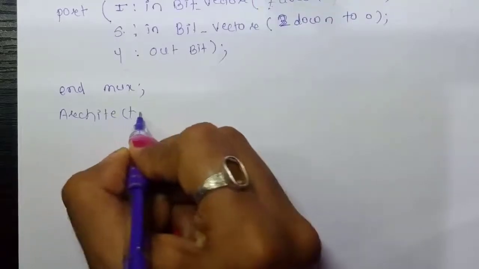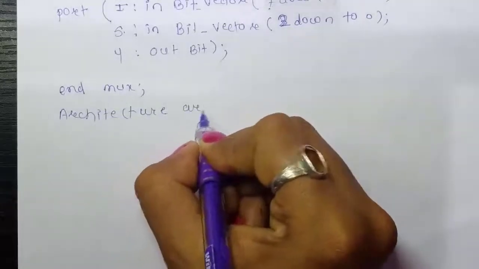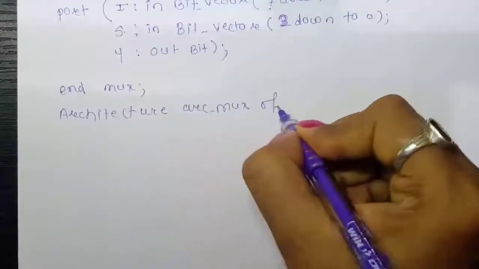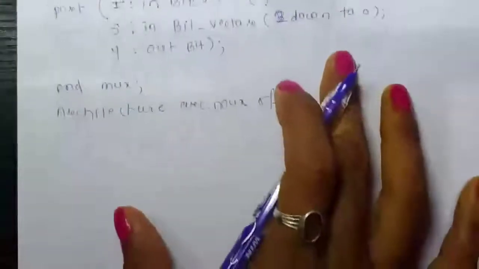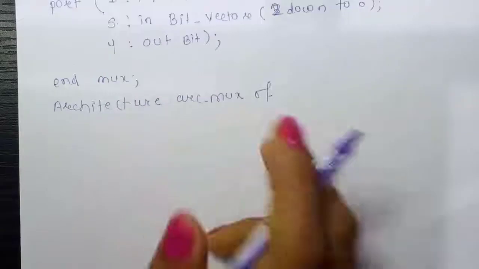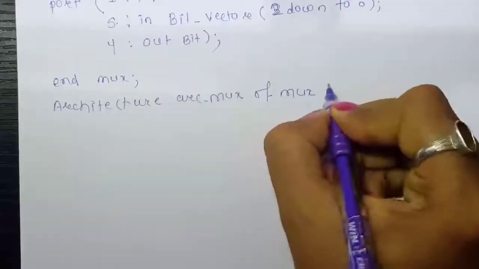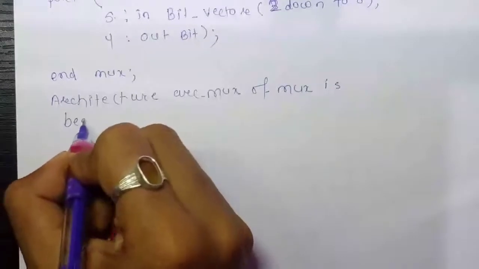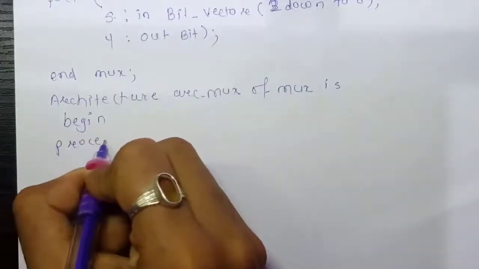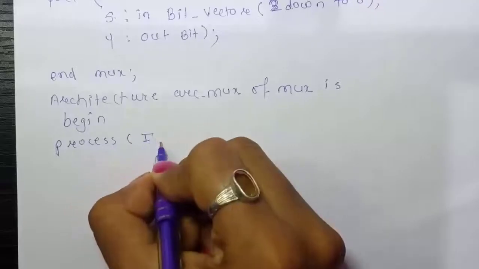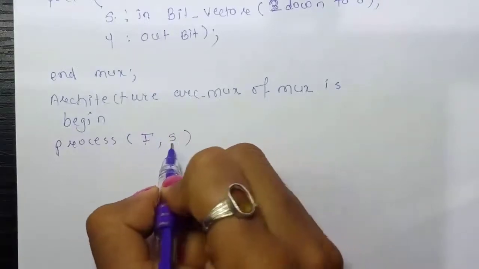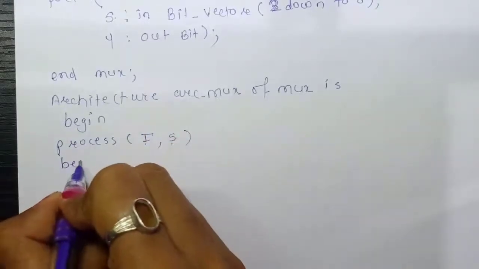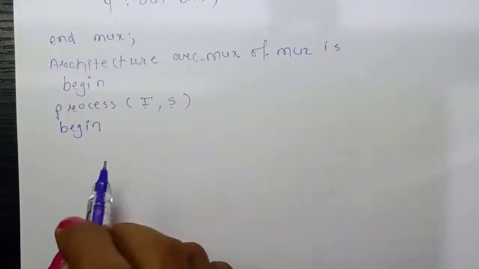After that we have to write the architecture. So the architecture keyword, name of architecture, of name of entity, because my architecture belongs to my entity. The name of my entity is mux. So architecture, name of architecture of name of entity is, then the keyword begin. Then we have to write process. In process we have to mention all our changing inputs. Our changing inputs are I0 to I7 and S0 to S2, and then begin.